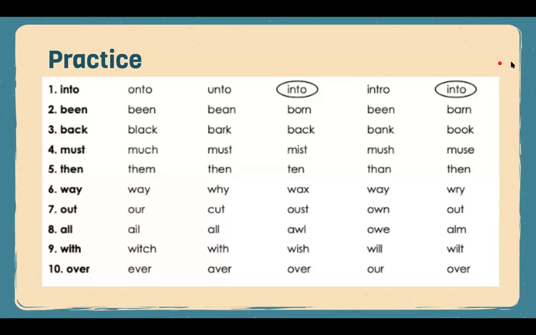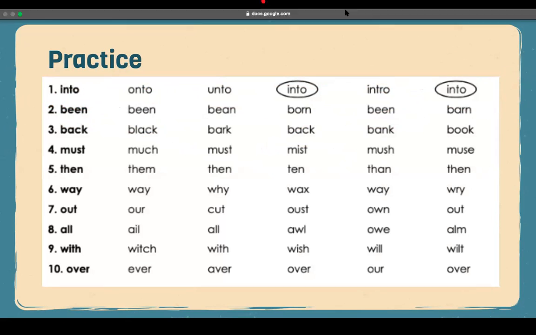Okay, so here we're gonna practice. You scan each row and look for the ones that are the same. Las que se parecen tienen que buscar. So in the first one, tenemos into and into. Now here you have to look for being.